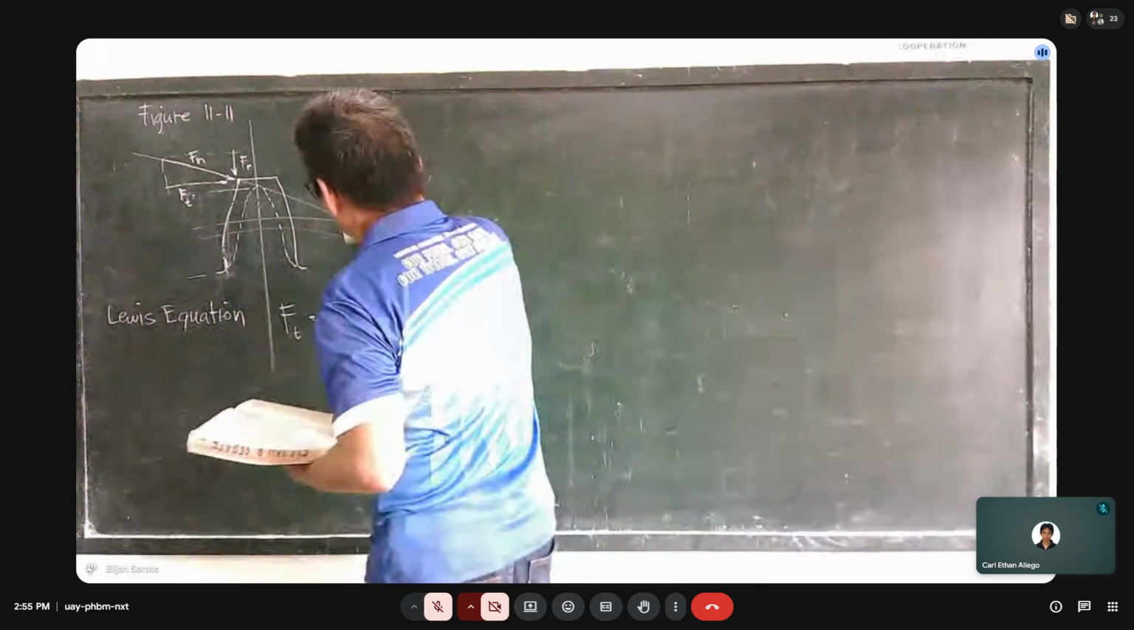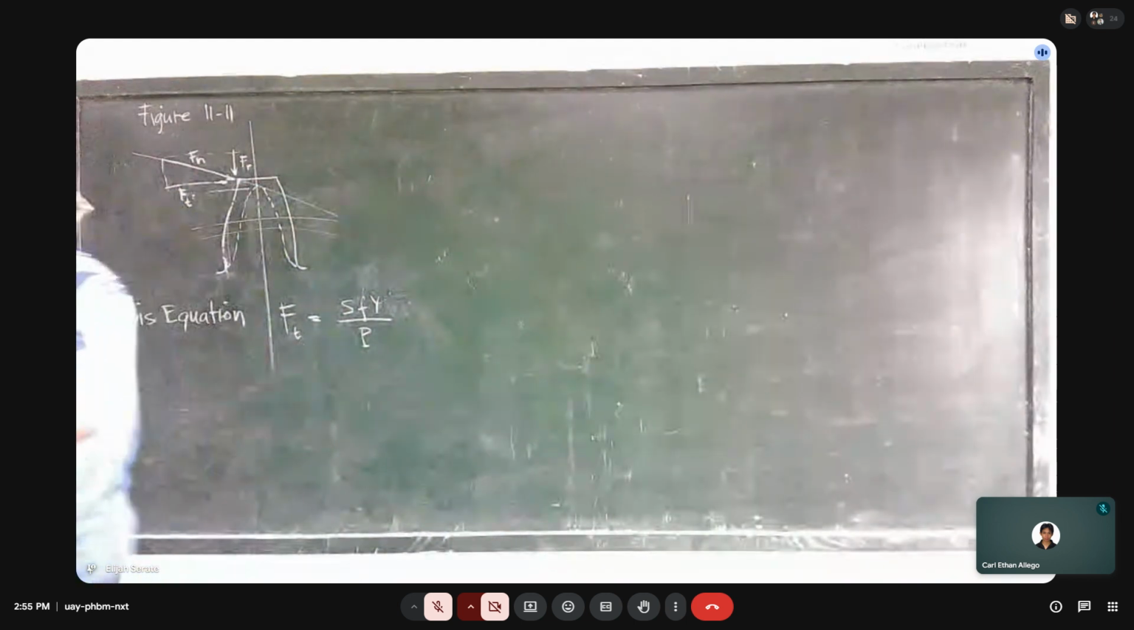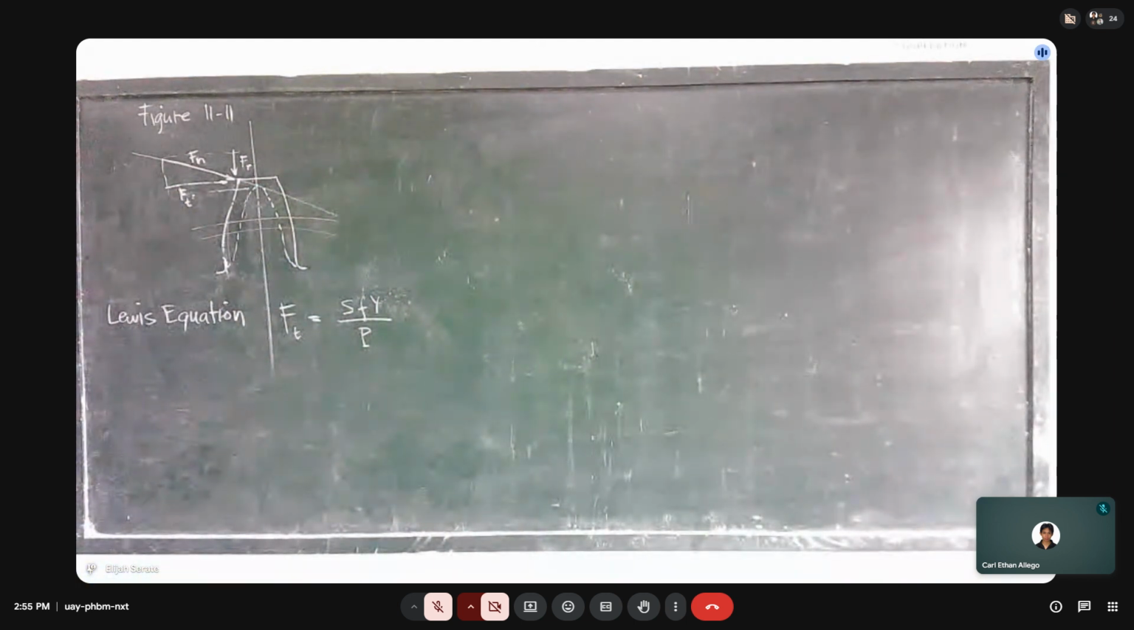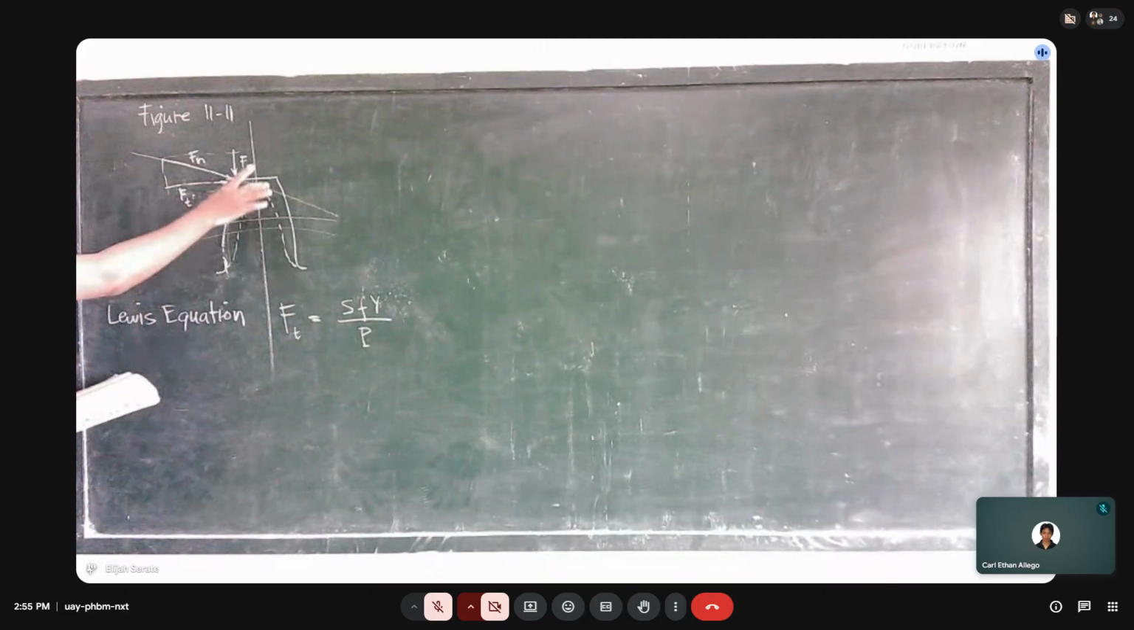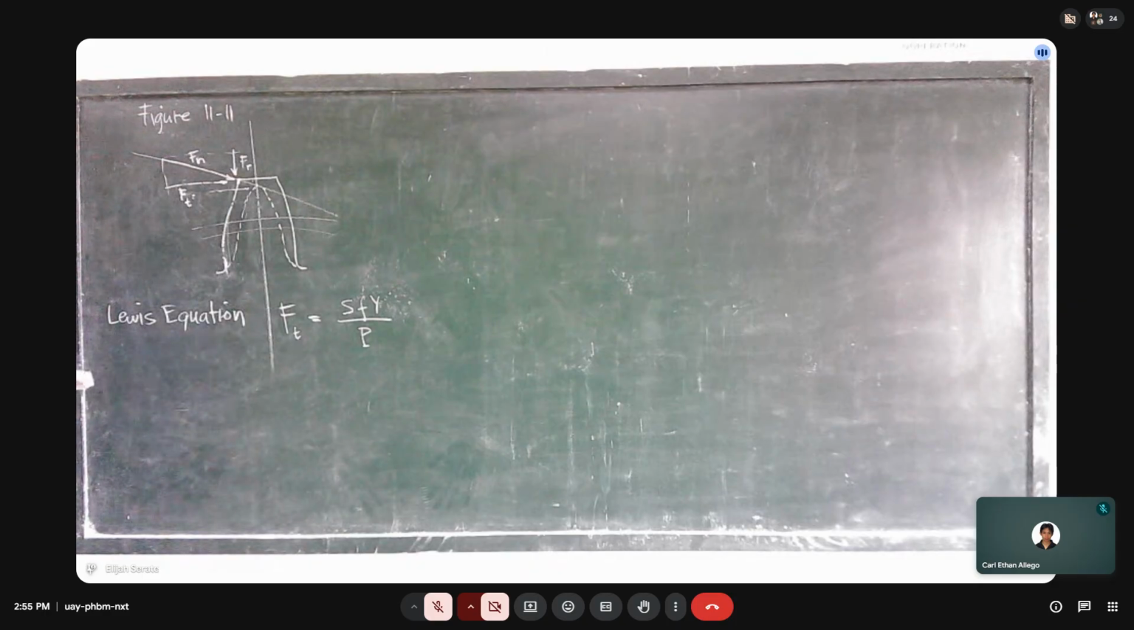Now, this is assuming that the end of the tooth is not moving, and the load is like a static load supported by the tooth. However, once we use it as a gear, it is now rotating. And then we are going to modify this Lewis equation.